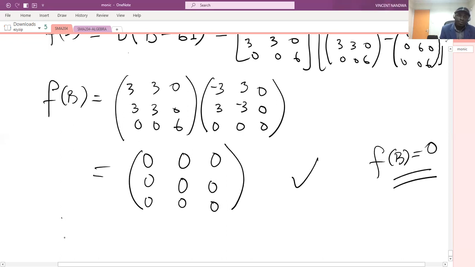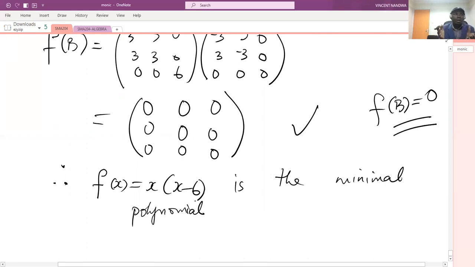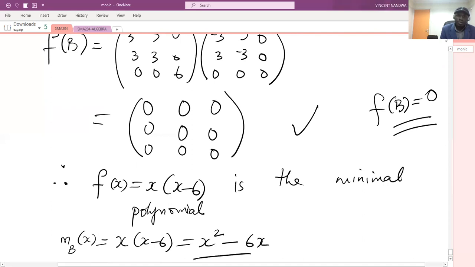So therefore, f of x equals to x into x minus 6 is a minimal polynomial. Because it satisfies the condition f of the matrix equal to the 0 matrix, it is the only minimal polynomial because they are unique. So even if you test for the other one, you still do not get 0. So the minimal polynomial of the matrix is x into x minus 6, or you can say x squared minus 6x. So this is the answer.